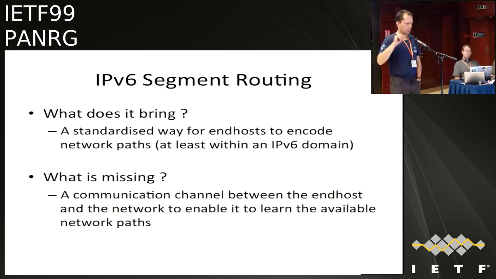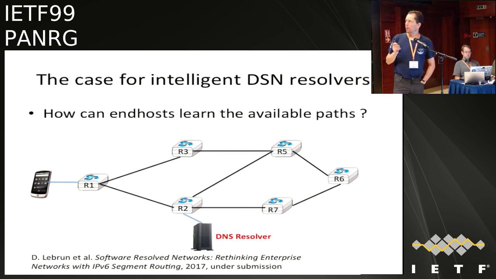What's missing is a communication channel between the end host and the network to enable it to learn the available network paths. Because the fact that you can use the paths doesn't mean that you know which paths are available. So how can we give this interaction? How can we organize this interaction?